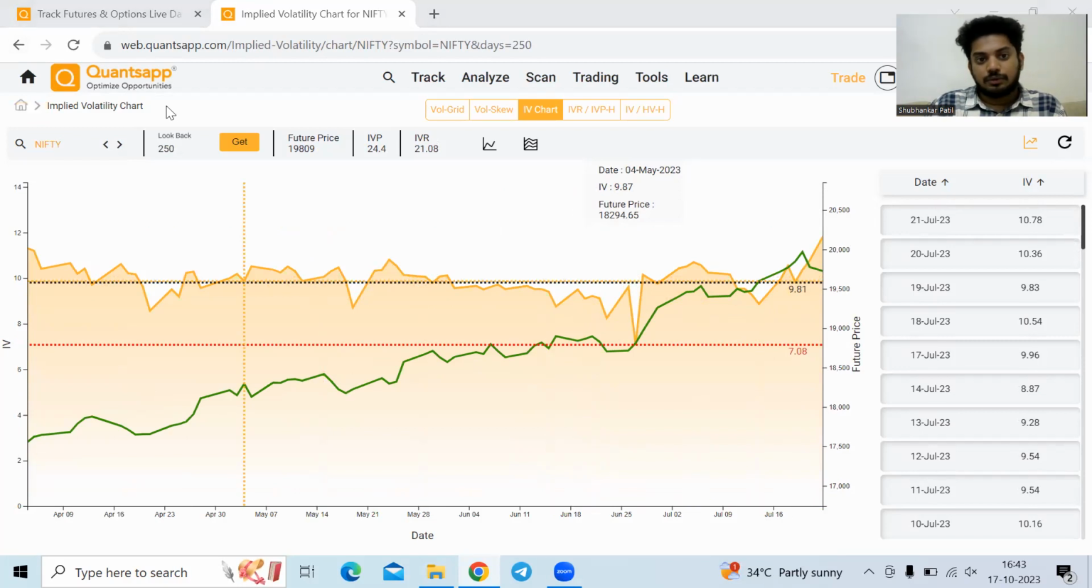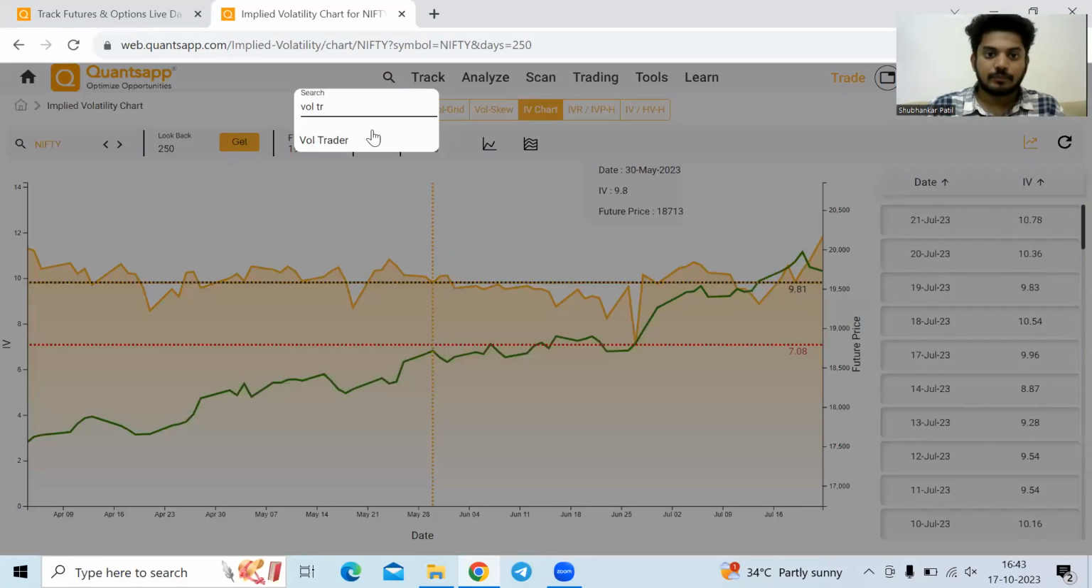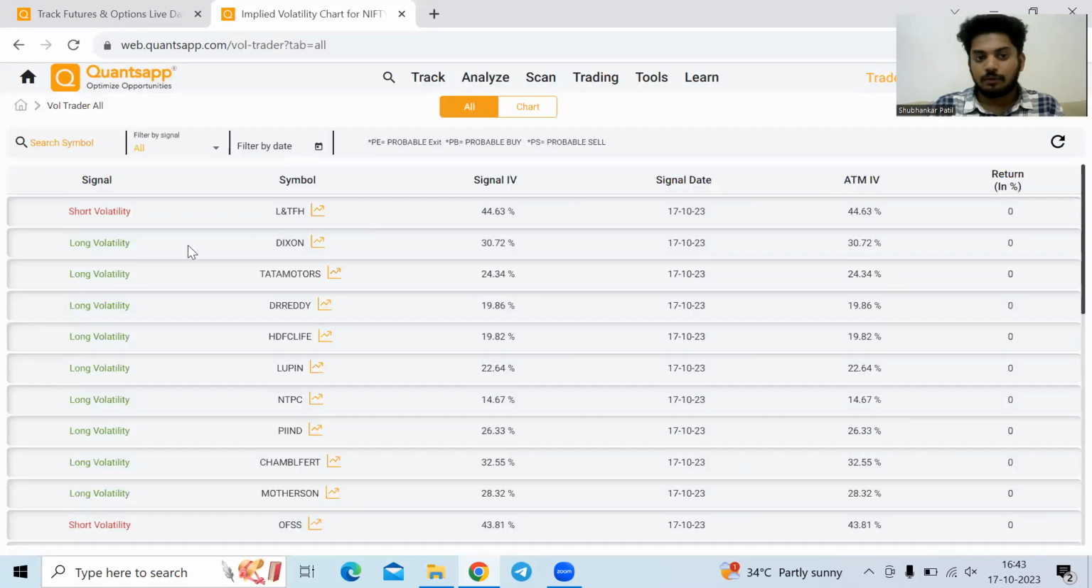Now, coming to how we can identify these opportunities, we have a simple analytic named Vol Trader. Over here, it basically identifies opportunities for us, wherein long volatility and short volatility trades would be identified. Wherever long volatility is mentioned, it means that there is a potential probability of the implied volatility of Tata Motors going up. Similarly, on short volatility, it is indicating that there is a probability of the implied volatility of LNTFH going down.